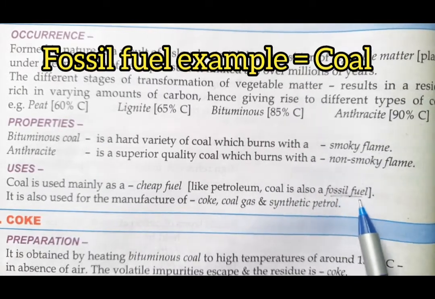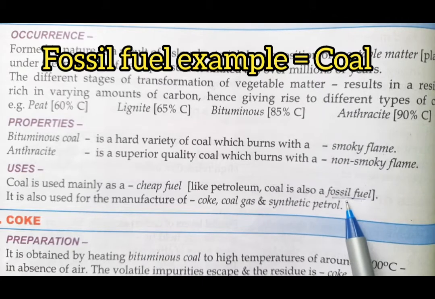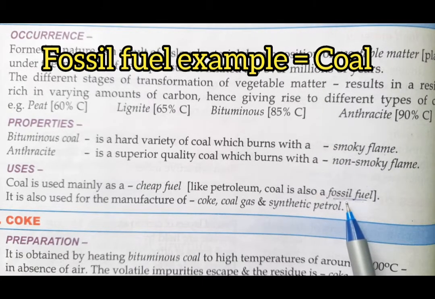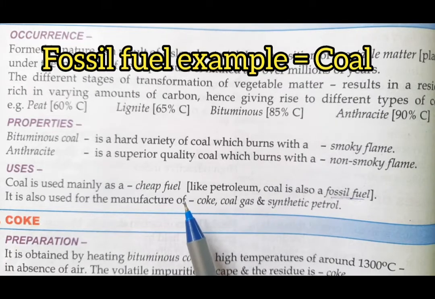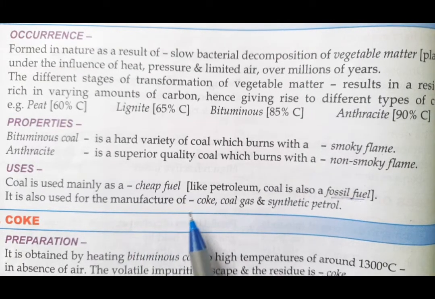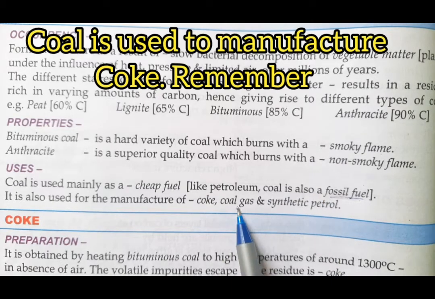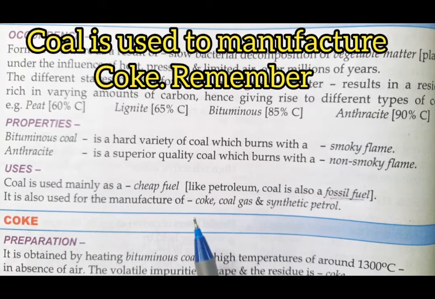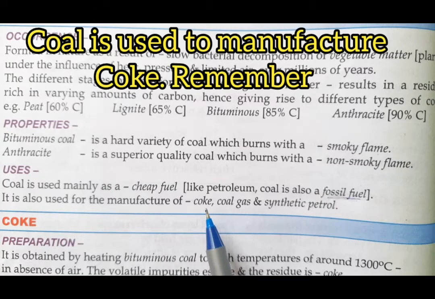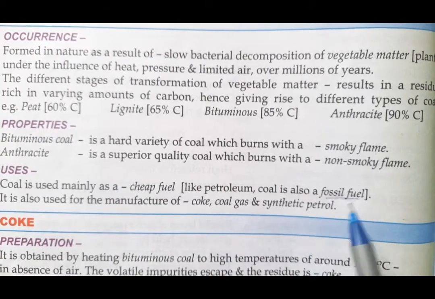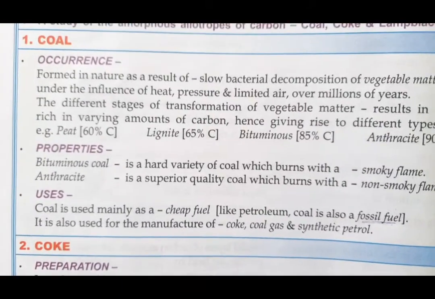Means it is obtained in nature. So it is called fossil fuel. So which allotrope of carbon is called fossil fuel? So the answer is coal. Okay, and it is used for burning purpose. It is also used in the manufacture of coke. So from coal we can make coke, coal gas, and synthetic petrol. So do remember, from coal we make coke, coal gas, and synthetic petrol. So you remember this much about coal.